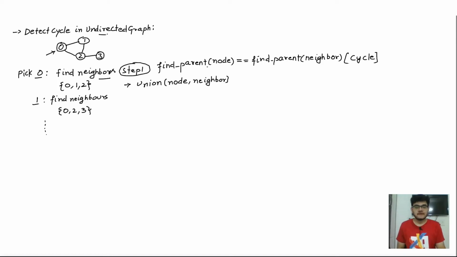It is very simple. We will use the find parent function to find the parent of any given node, and if the parent of the node that we have picked is equal to the parent of any of the neighbors, right? If those two parents are equal, it means that they belong to the same subset, and since they belong to the same subset, it is forming a cycle in the graph, right? So let's see how we can write this whole algorithm in Python.